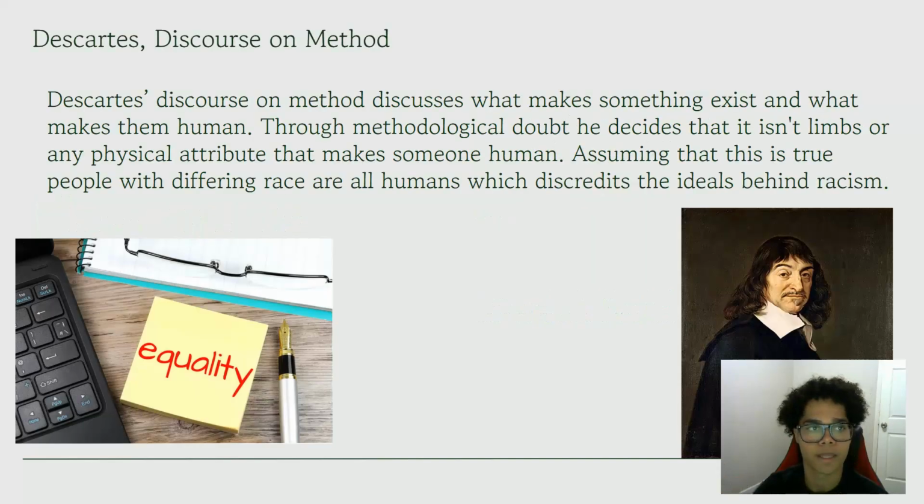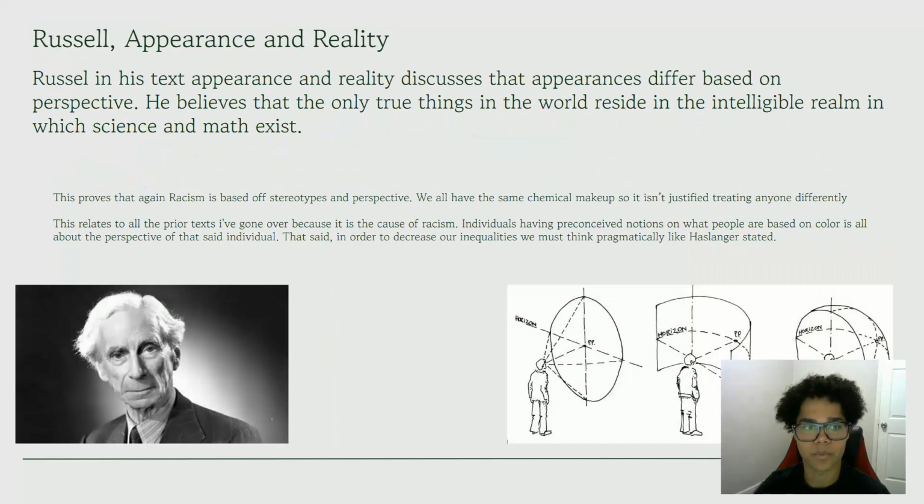But our next one is Descartes, his Discourse on Method. Descartes' Discourse on Method discusses what makes something exist and what makes them human. Through methodological doubt, he decides that it isn't limbs or any physical attribute that makes someone human. Assuming that this is true, people of differing race are all human, and this inherently discredits the ideals behind racism. I feel like that's really important.